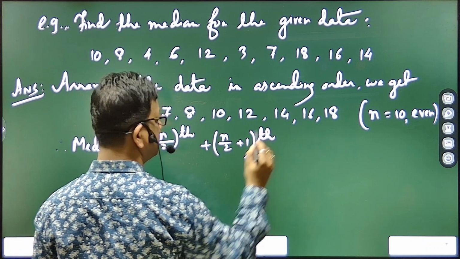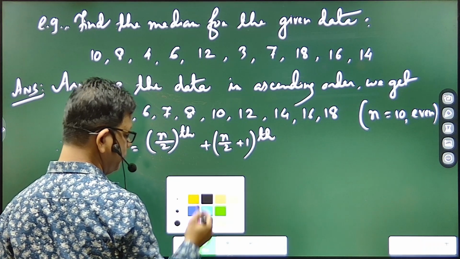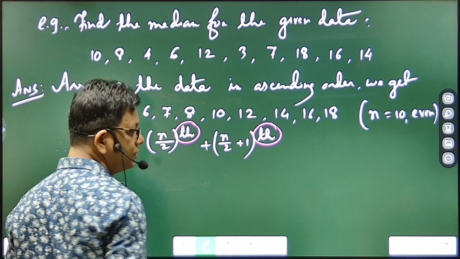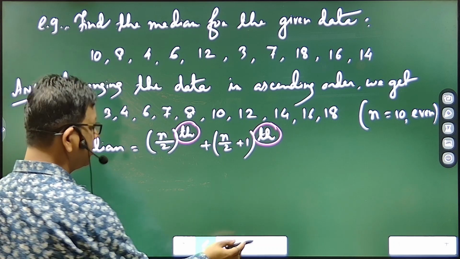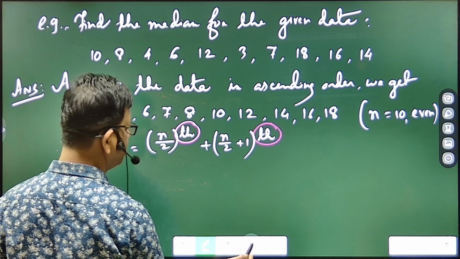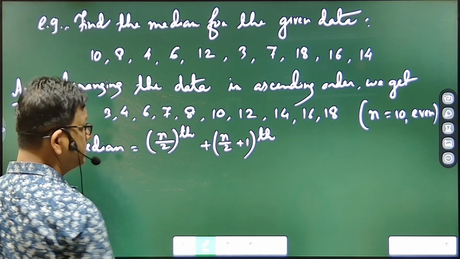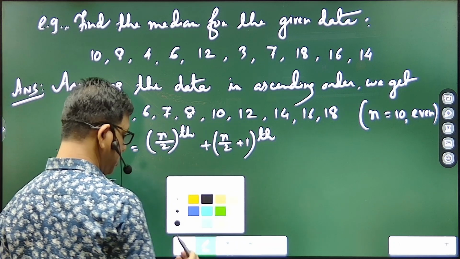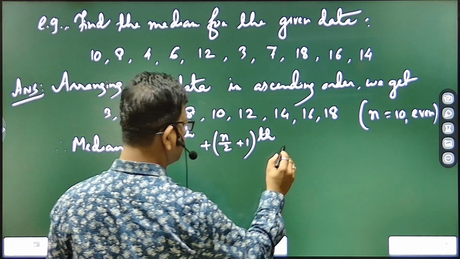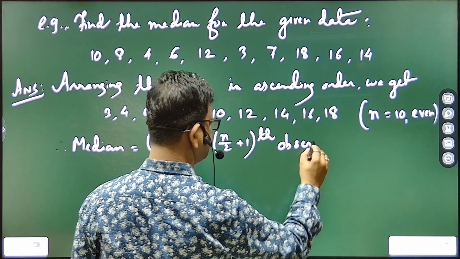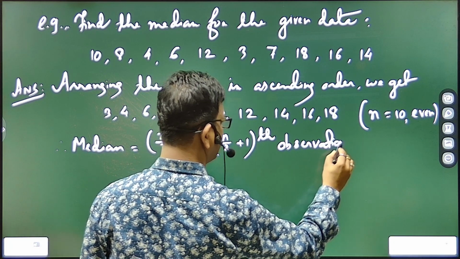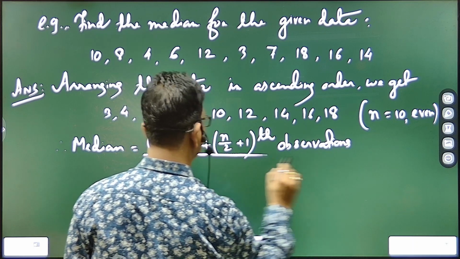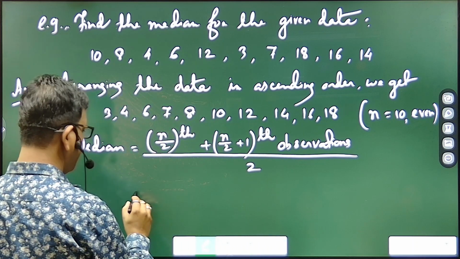Here I have seen some confusion. Some of you did not use these letters and got the answer wrong. You are adding directly 5 plus 6. That is totally wrong. We have to write the fifth and sixth data the way you got just now. So these observations whole divided by 2, right?